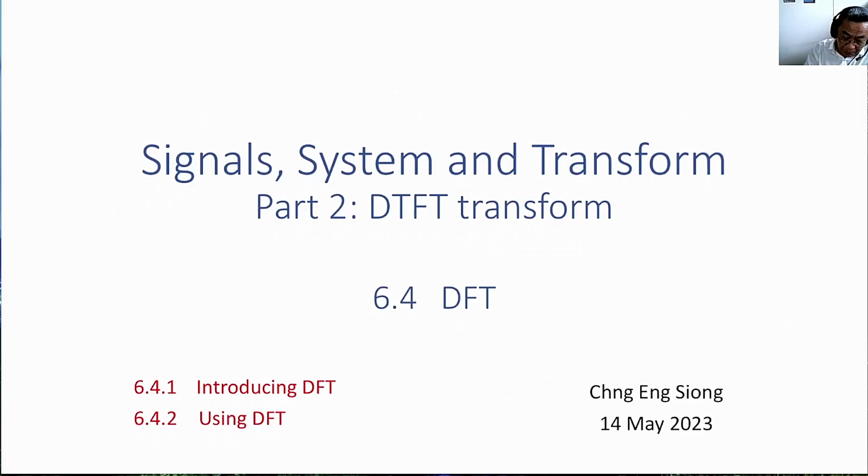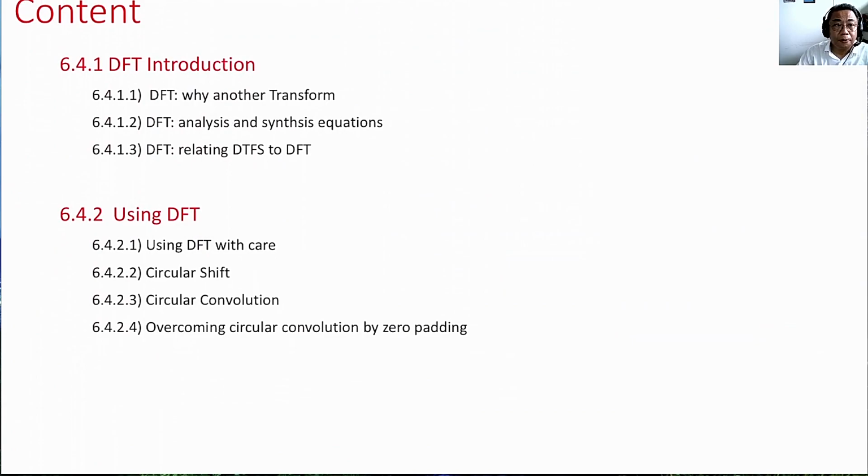This is chapter 6.4, DFT. The word DFT stands for discrete Fourier transform. We'll first discuss why we need another transform, show the analysis and synthesis equation, as well as relating DTFS to DFT. In 6.4.2, we then use the DFT and introduce circular shift and circular convolution and how we overcome circular convolution by zero padding.